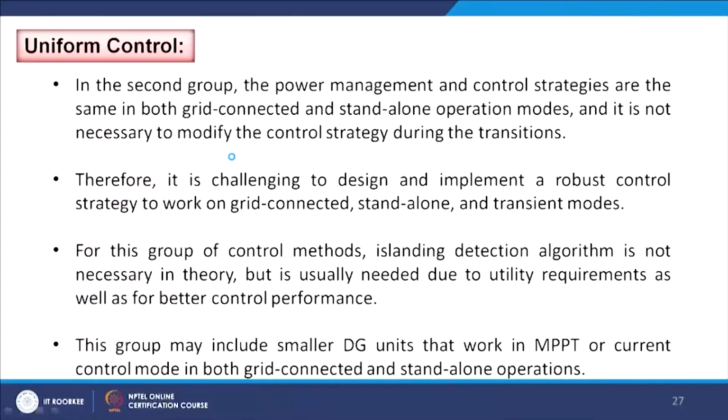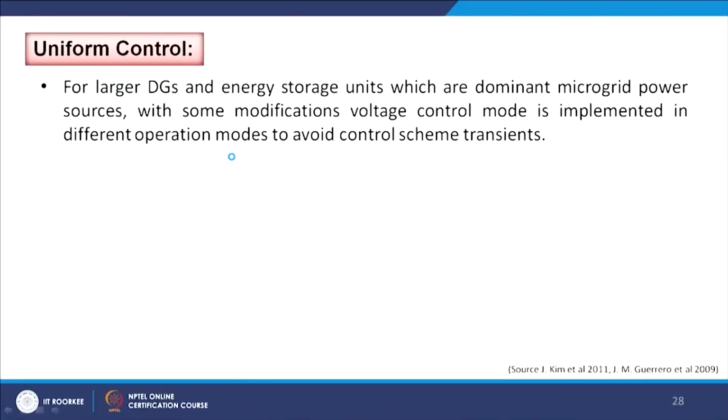This group may include smaller distributed generators that work in MPPT or current control mode in both grid connected as well as standalone operations. So, they keep on generating in MPPT mode, whether it is grid connected or at isolated or islanded mode of operation. Now, in case of uniform control for larger distributed generators and energy storage units, which are dominant microgrid power sources, with some modification voltage control mode is implemented in different operation modes to avoid control scheme transients.